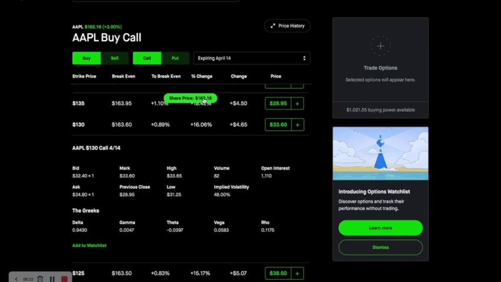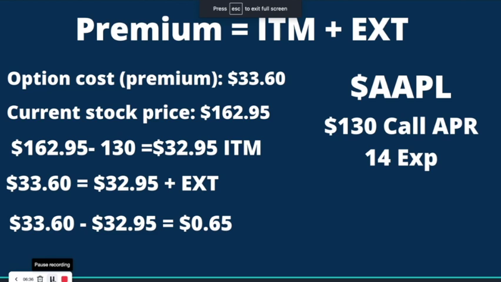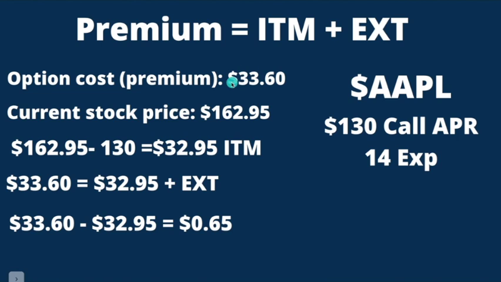I think in the next slide I have it listed as 162.95. So let's go with 162.95. And the current price of the contract is $33.60. Okay, so let's go back and look at the numbers here. All right, here we are back at our screen here. So remember, the option premium is going to cost $33.60.